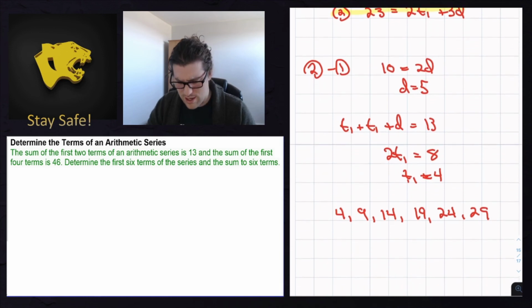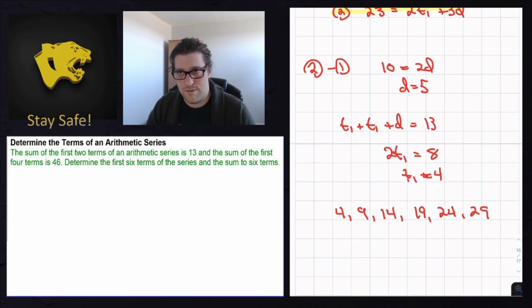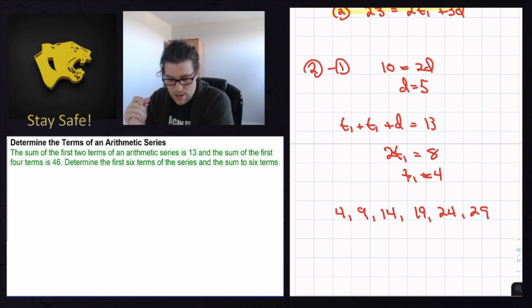So I said that since I know that my first two terms are just t1 and t1 plus d, then those added together give me 13. I now know that the d is 5. Subtract that 5 over and get that 2t1 is equal to 8. And then t1 is equal to 4. So then I have 4, 9, 14, 19, 24, and 29.